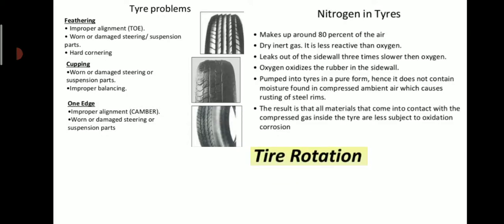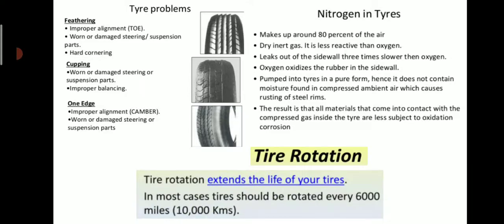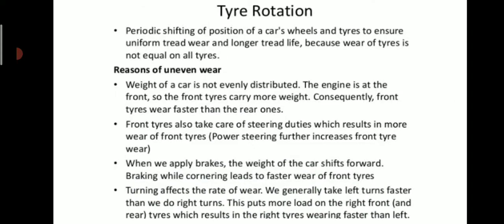So what is meant by tire rotation? Tire rotation doesn't mean that you are rotating the tire and measuring the speed, but this is another term, meaning swapping the tires between front and rear. Tire rotation extends the life of your tires. In most cases, tires should be rotated every 6,000 miles or 10,000 kilometers. It is the periodic shifting of the position of the car's wheels and tires to ensure uniform tread wear and longer tread life, because wear of tire is not equal on all tires.